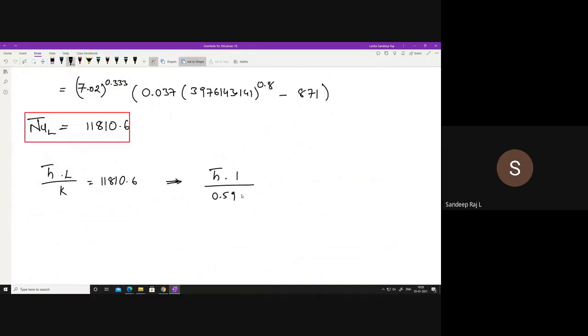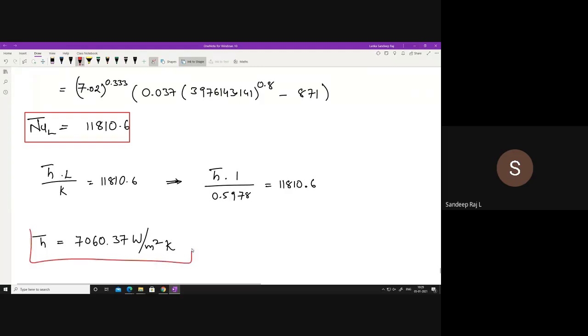0.5978 has given, is equal to 11810.6. From this, tell me what is h bar. 7060.37 watt per meter square Kelvin. This is your h bar value.